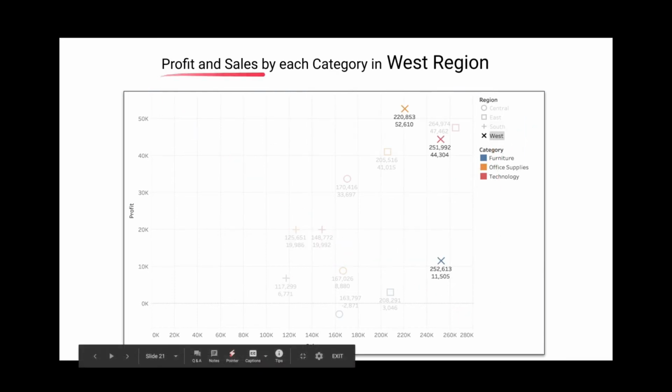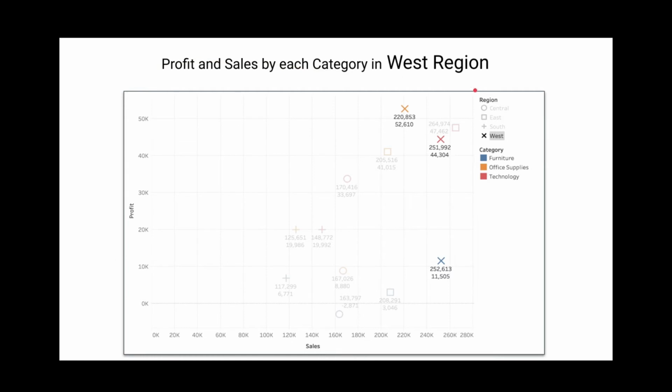So now this is another screenshot of the visualization that I have made with Tableau. And this shows the sales and profit by each category in the West region. So in the West region, we see that the maximum sales that has been done is in the technology department, and the maximum amount of profit that has been gained is in the office supplies.